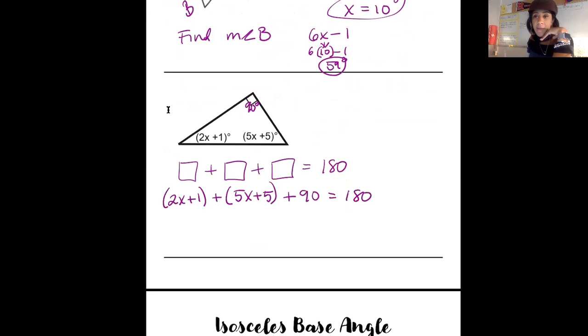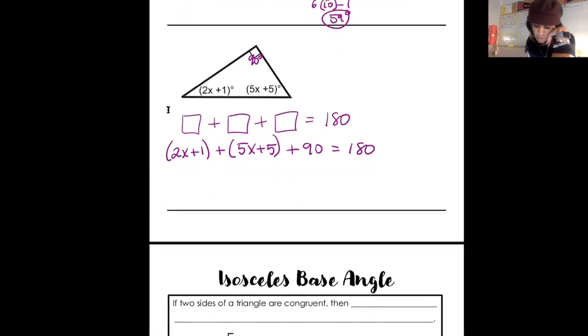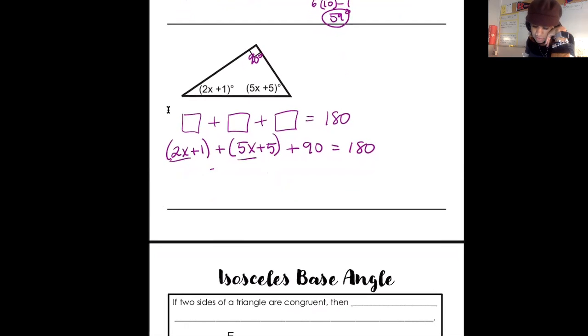Again, order does not matter when you add. So you could add these up in any order that you want. I'll work this one out for you. 2x plus 5x gives me 7x. 1 plus 5 plus 90 is going to give me positive 96 equal to 180.